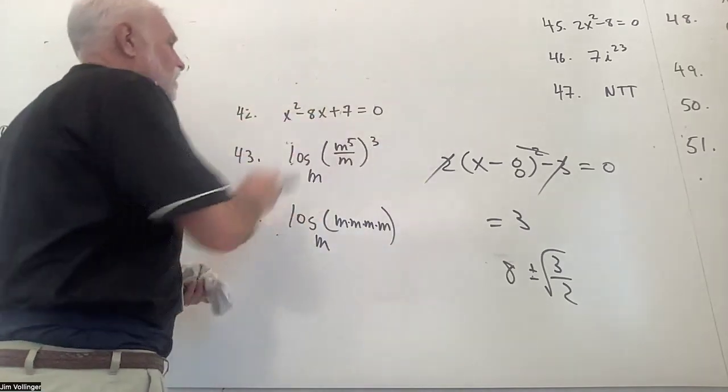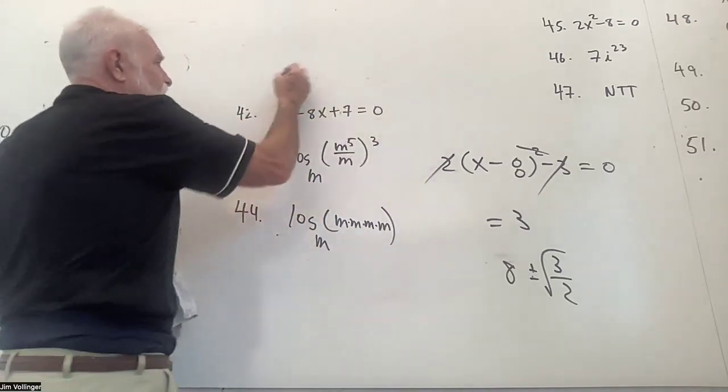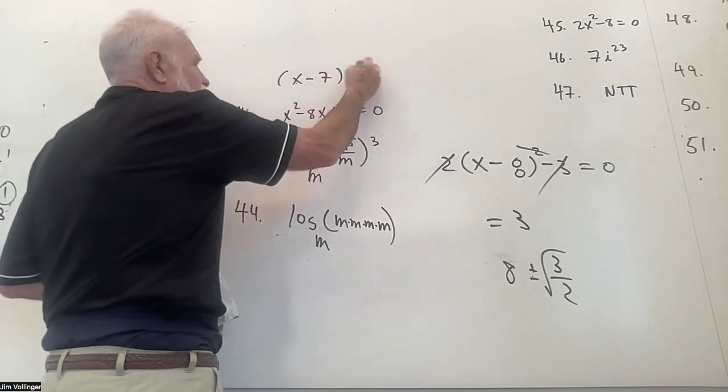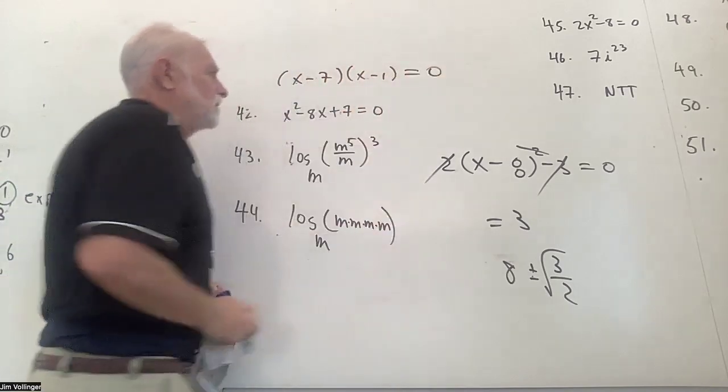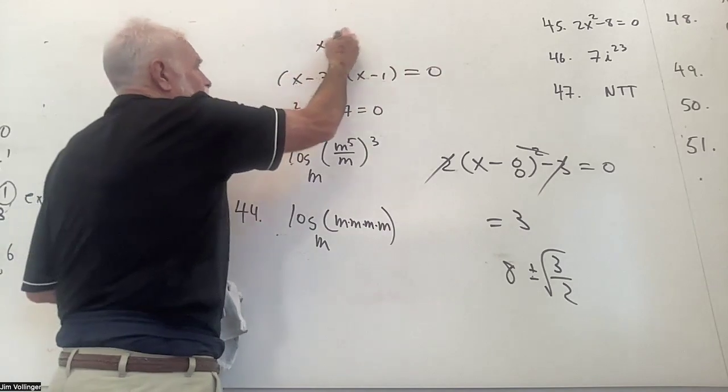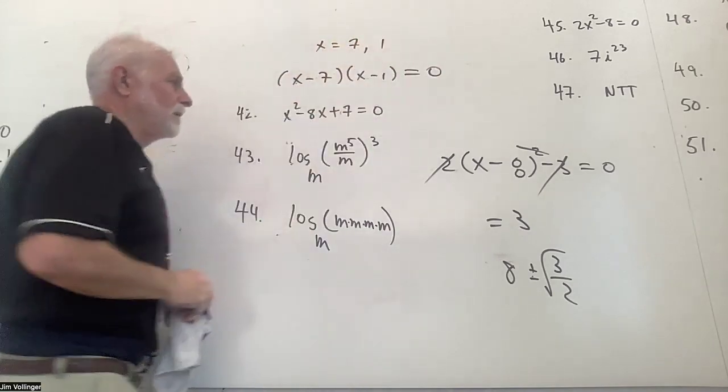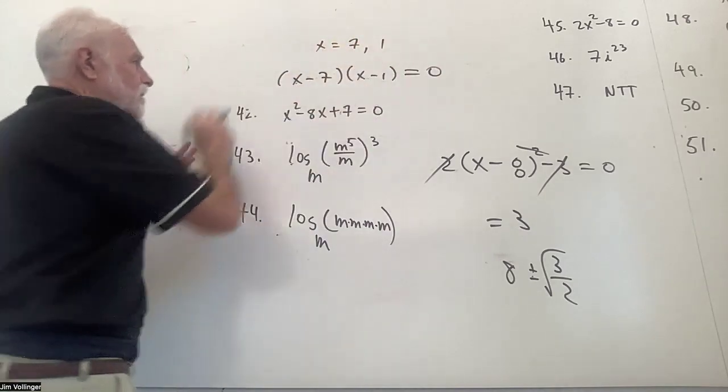All right, x squared minus 8x plus 7. Well, I can see that's factorable. x minus 7 times x minus 1. All right, so I can see my critical numbers are 7 and 1. Yeah, we'll talk about inequalities later.